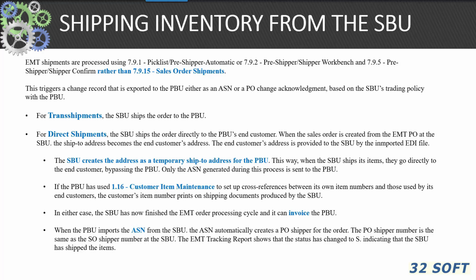Shipping inventory from the secondary business unit, again, you can either do a transshipment, and in that case the secondary business unit ships back to the primary business unit, or for a direct shipment, the SBU creates a temporary ship-to address for the PBU. It can utilize the 16.1 that we talked about, and when that process is complete, then you can invoice from the PBU.